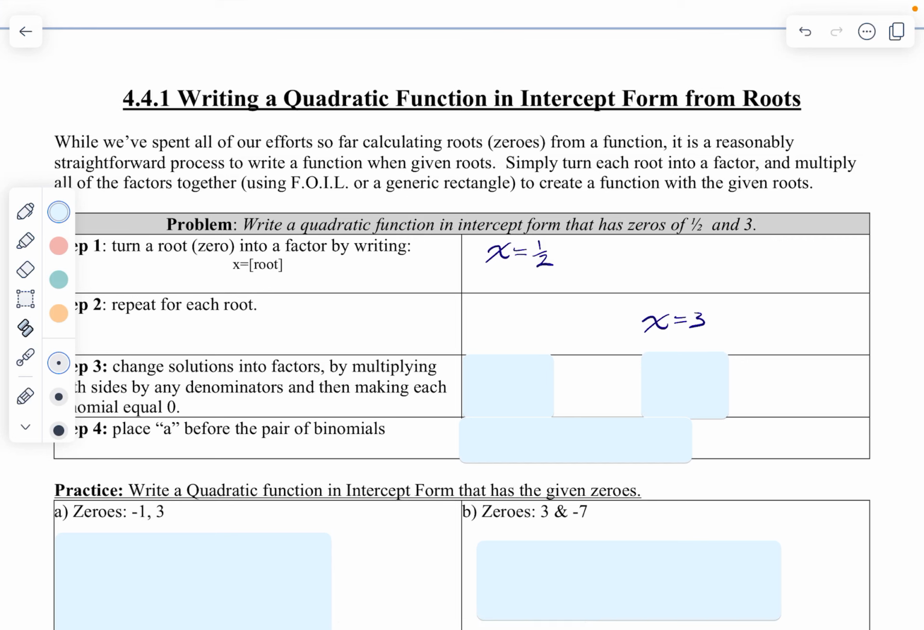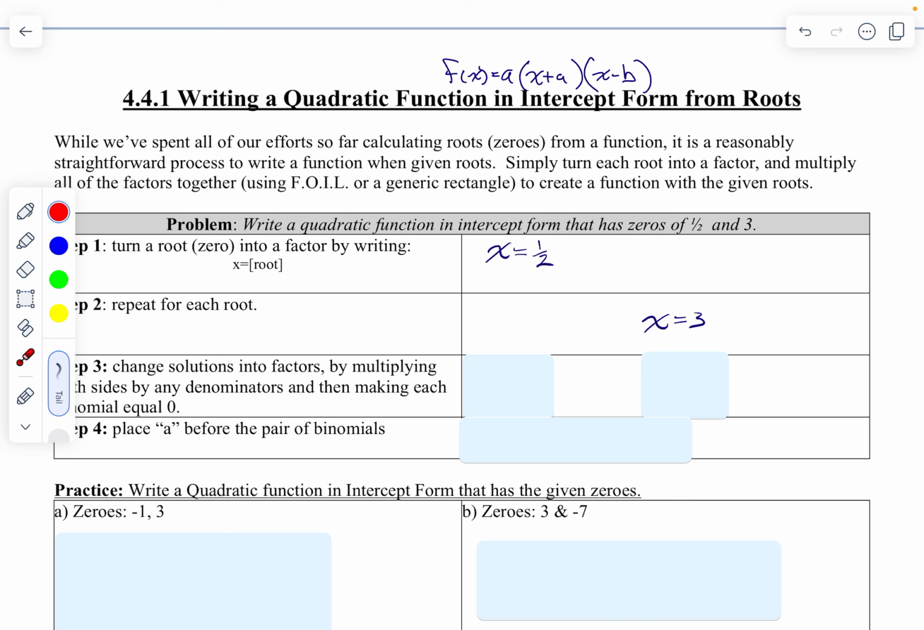Hey everyone, and welcome back to 4.4.1, writing a quadratic function in intercept form from roots. And so intercept form is going to look like f of x equals some number a times, and here's where we're going to have our factors. So it might be x plus a times x minus b. This is also called factored form. So if you look, we can see that we've got our factors in the equation itself.